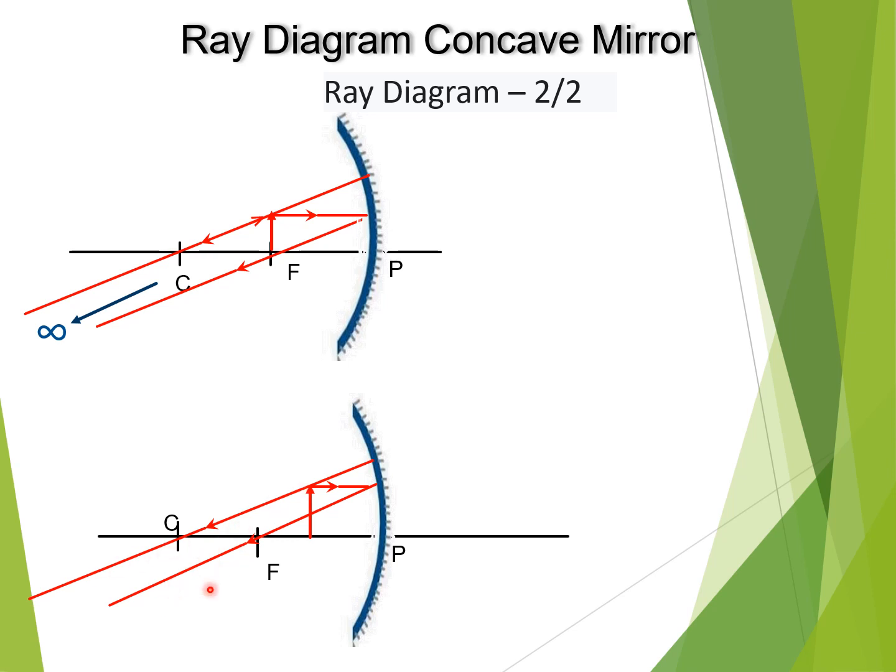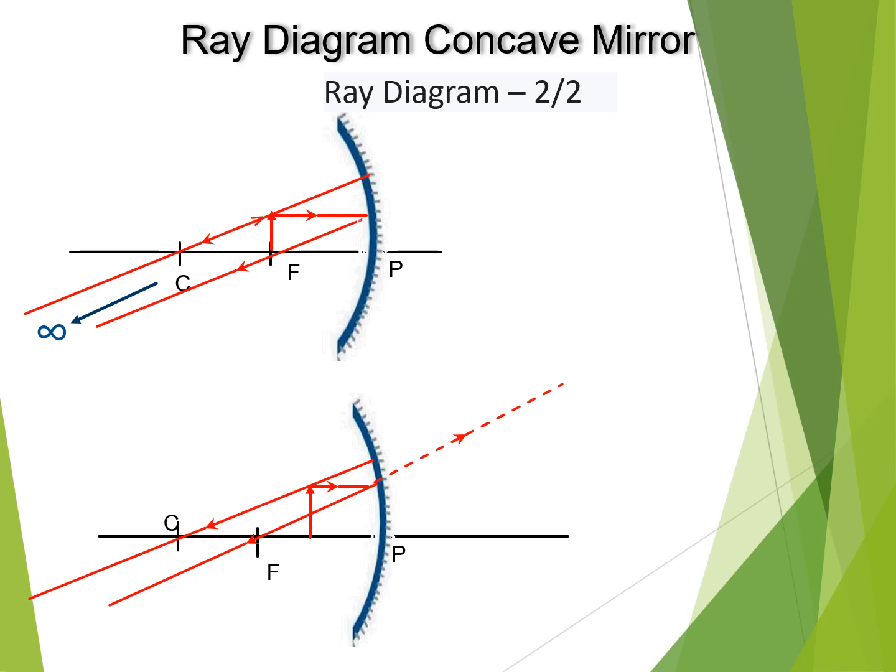Now this ray and this ray, you can find that the distance between the rays is increasing. So these rays will never meet. So the real image is not possible if the object is placed between F and P, between pole and focus, then the real image is never possible. So what will happen?